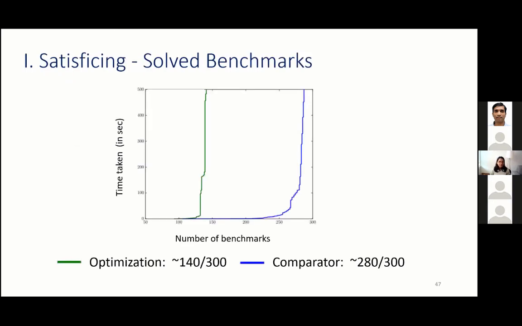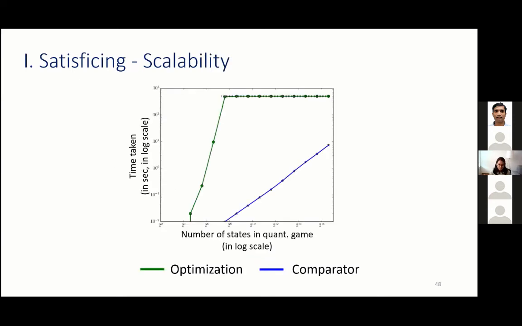And here we see that the satisficing using comparators solves almost twice as many benchmarks than optimization. In fact, if we zoom into a particular set of scalable benchmarks, then we saw that the comparator-based algorithm actually scales linearly in the number of states in the game.